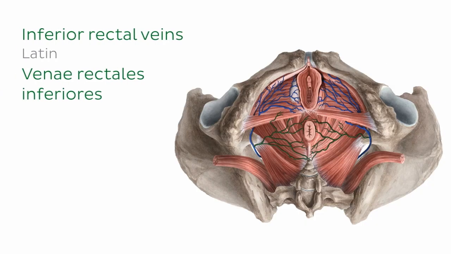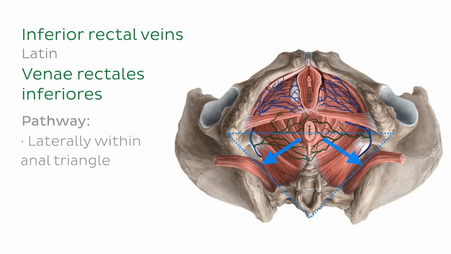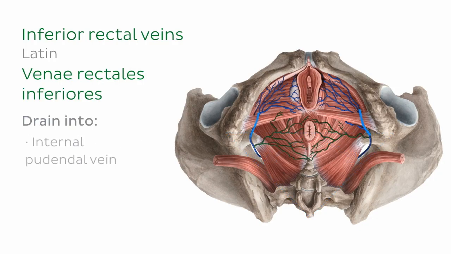and the inferior rectal veins, which are also known as the inferior hemorrhoidal veins, drain blood from the inferior part of the rectum before coursing laterally within the anal triangle. And they drain into the internal pudendal vein just before it exits the perineum.